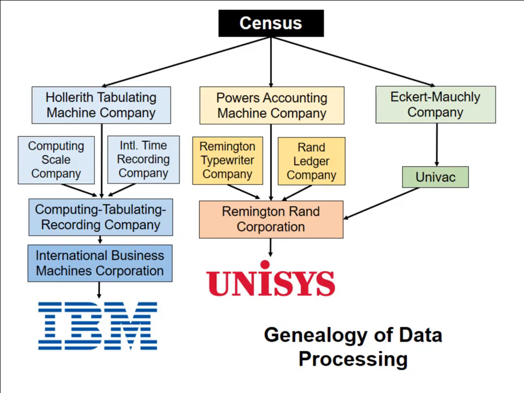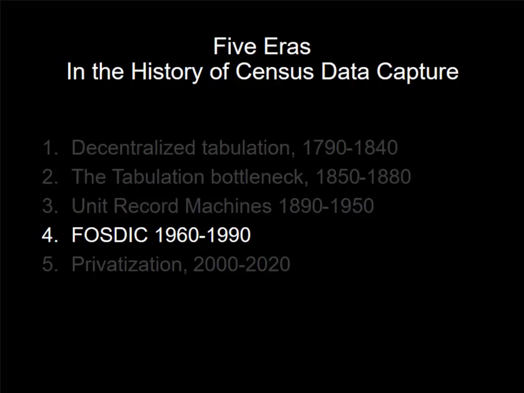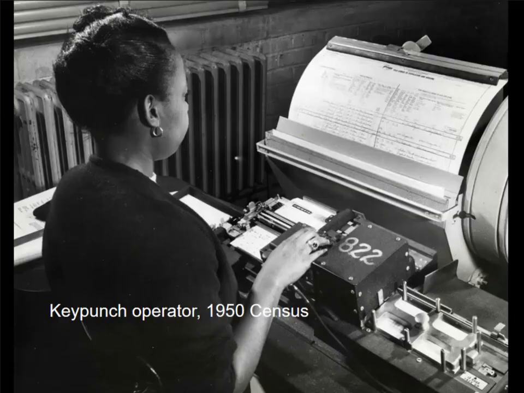Okay, but we're not done. Now we go on to Fosdick. By 1950, the tabulation problem was basically solved. The machinery was really fast, it was good, but it created a new bottleneck. And the new bottleneck was the punch card.